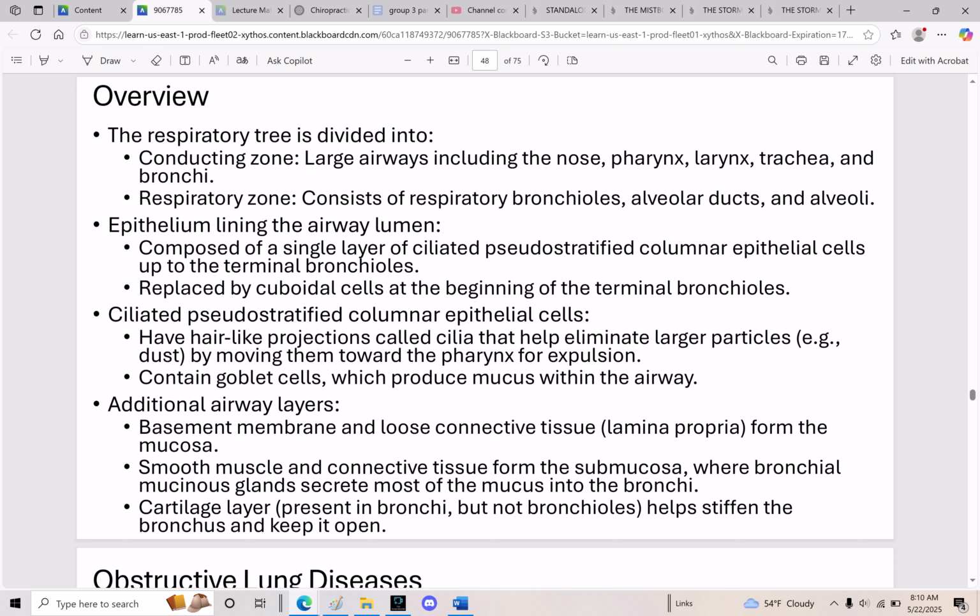Now, smooth muscle, and I talked about the smooth muscle. We're going to touch on the smooth muscle again. We'll talk about asthma. Bronchial asthma is basically a result of the smooth muscle that you have on the terminal bronchioles. And when they get irritated, they have inflammation, they're going to constrict, and that's what causes bronchial asthma.